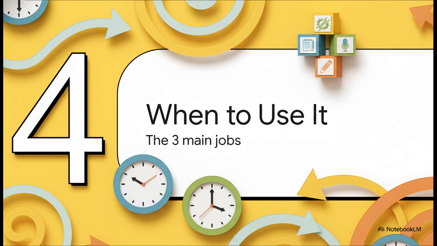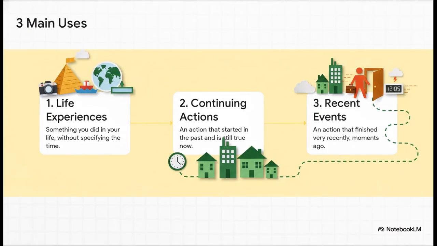So we know what it is, we know how to build it, but when do we actually use it? Well, the present perfect really only has three main jobs. Let's look at what they are. This slide is so important. These are the three main reasons. Number one, for life experiences. We don't care about the specific time, just that it happened. Like, I have visited Egypt. Number two, for actions that started in the past and are still true now. So I have lived here for 10 years means I still live here today. And number three, for super recent events, things that just finished, like she has just arrived.